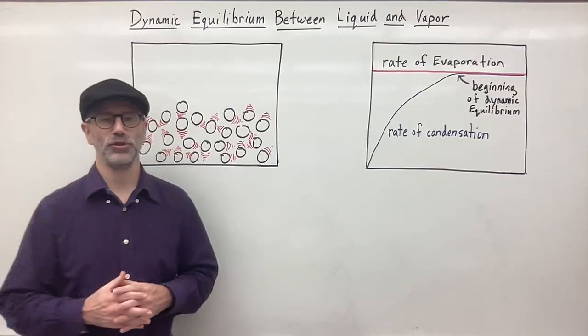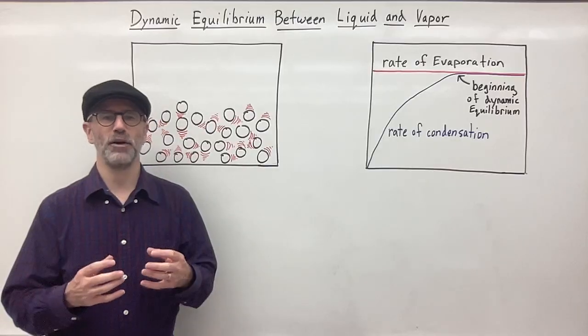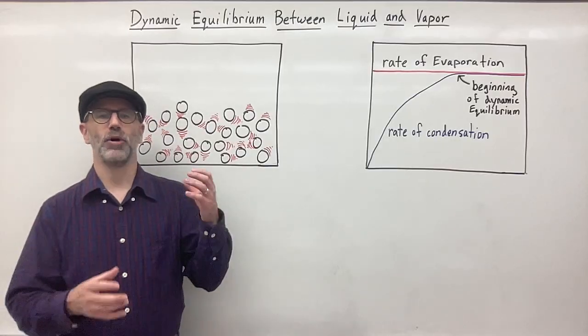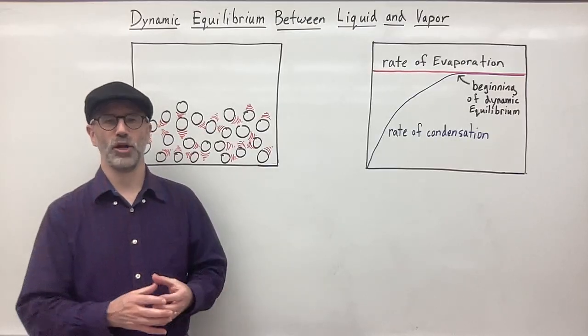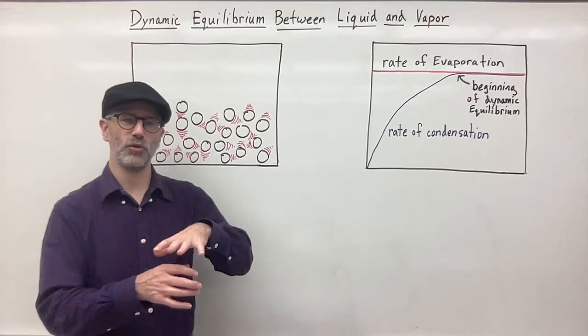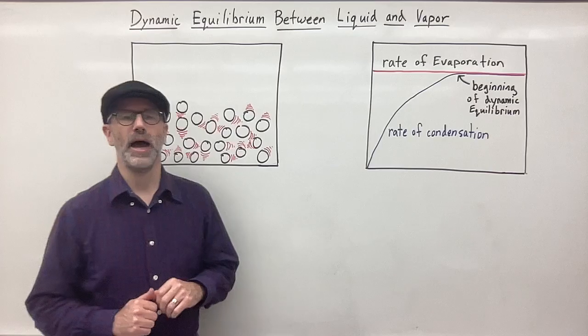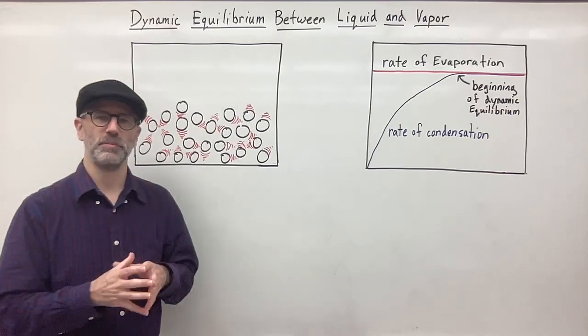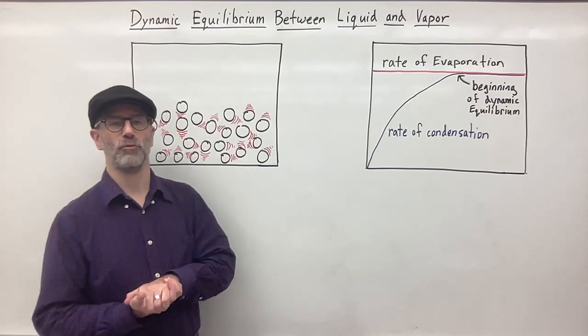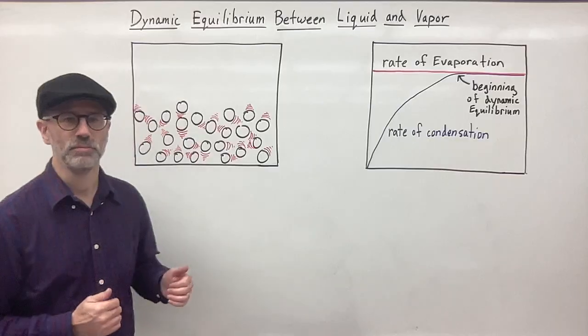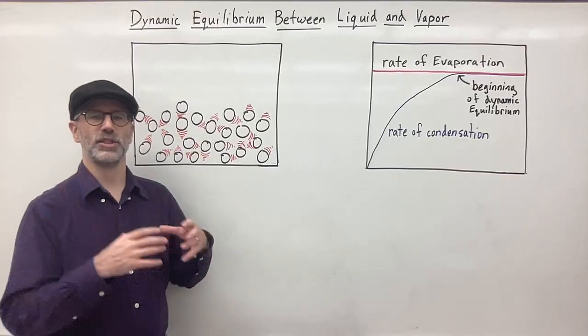So let's go back to our Erlenmeyer flask. We've got a flask and we're going to close it up, and we've got some water in there, right? We close up the Erlenmeyer flask with the stopper, so that way we have a closed system, because that's going to be important for reaching dynamic equilibrium. Okay, so we've got this closed system.